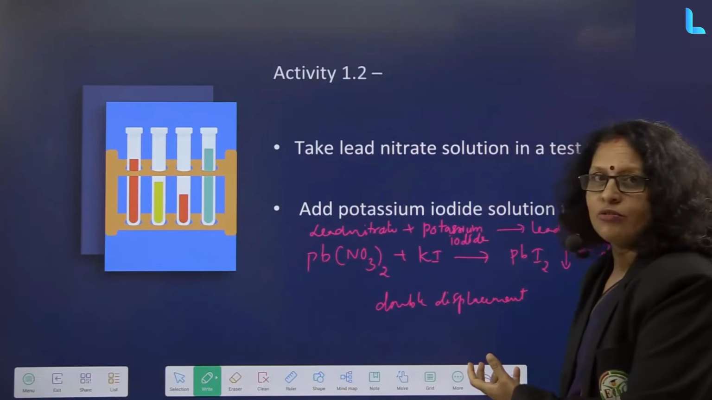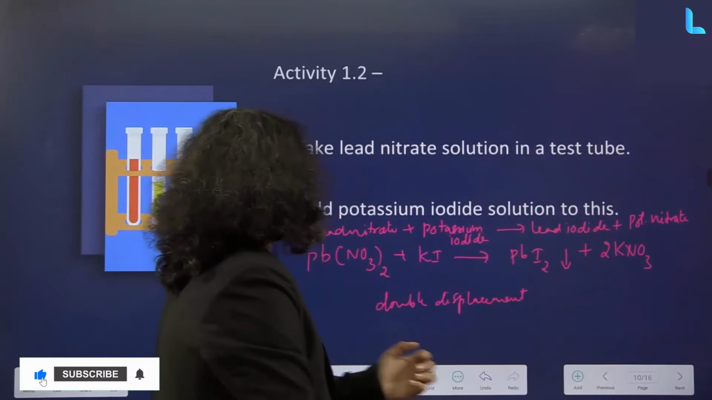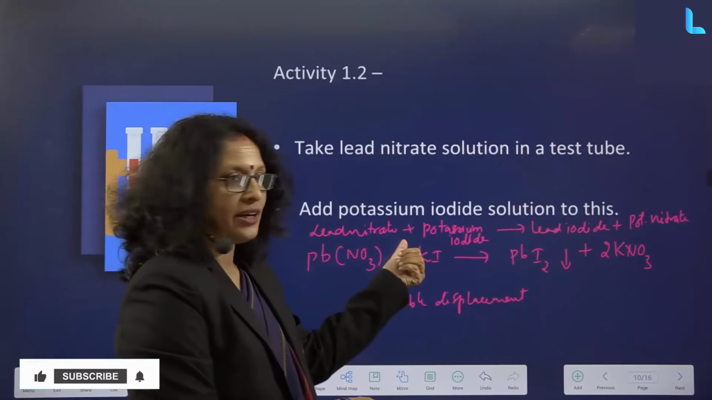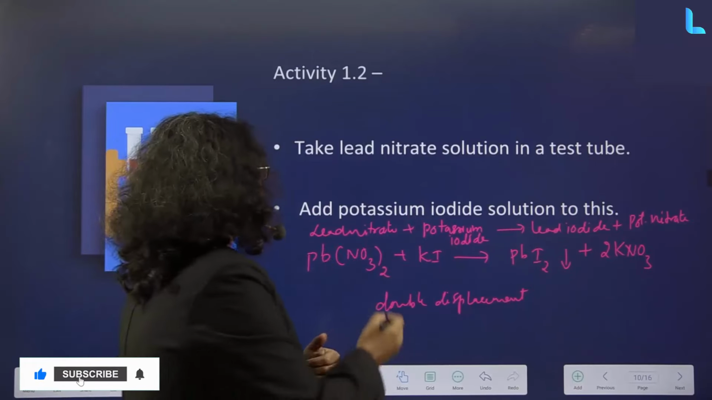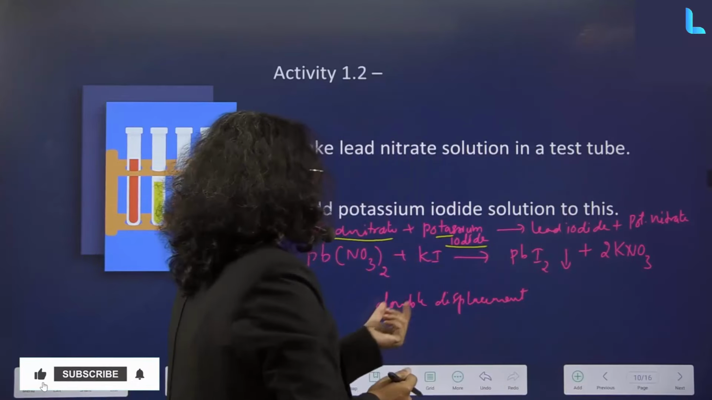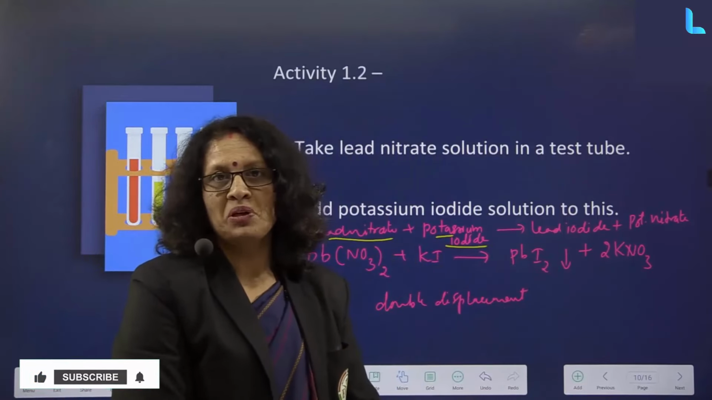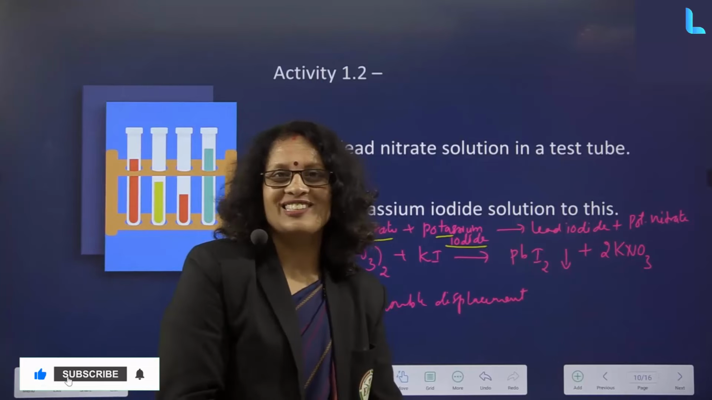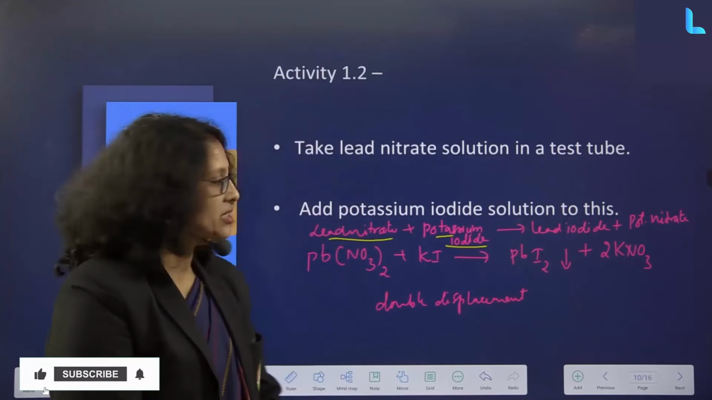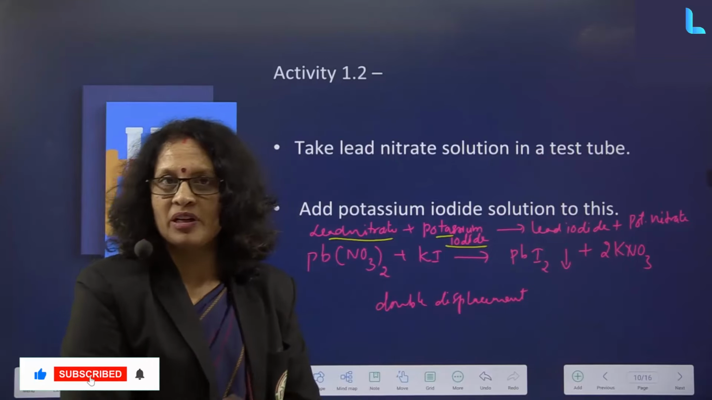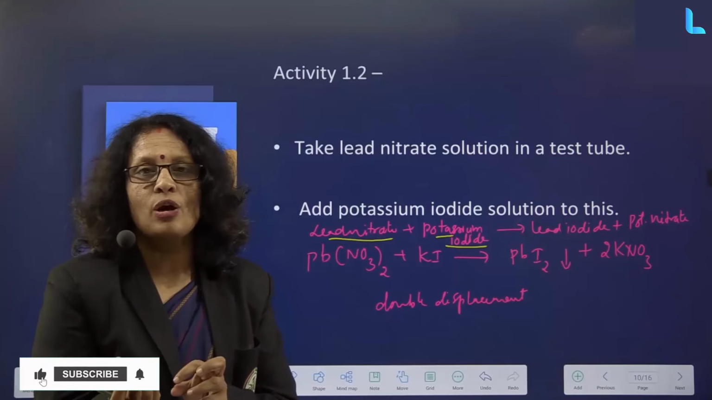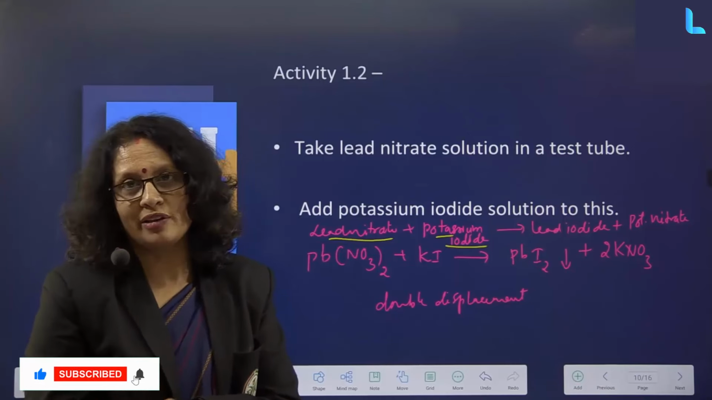What will we observe? We will have a reaction. Let's write the reaction. Lead nitrate plus potassium iodide. This kind of reaction is called a double displacement reaction. We will study the types of reactions also. Just for your reference and curiosity, I am telling this. Double displacement means shifting of a component from one place to another.